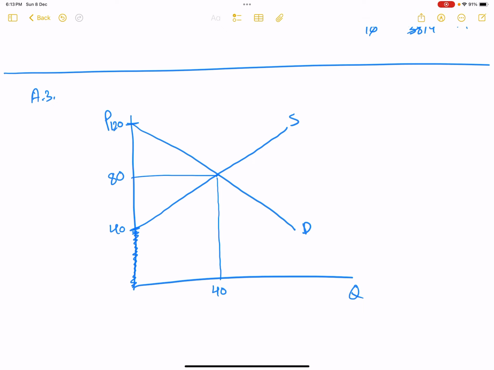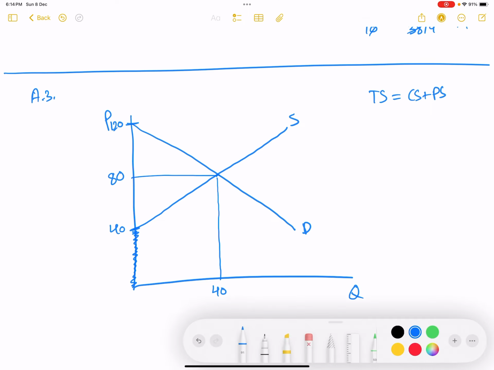Now we are supposed to find total surplus. Total surplus is the sum of consumer surplus plus producer surplus. Consumer surplus is this shaded area.